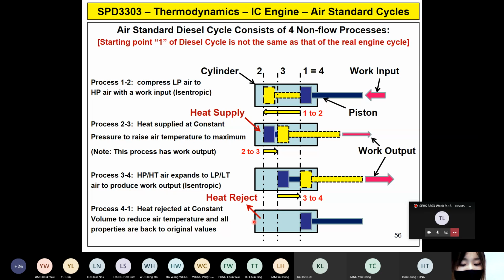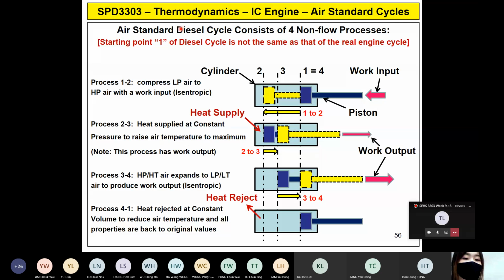At point 4, we reject heat at constant volume to reduce the air temperature. And all the properties are back to the original values, to the original states, so that we go back to point 1. That's the whole process of the air standard diesel cycle.